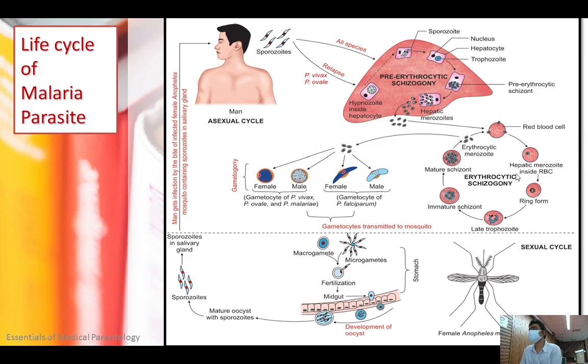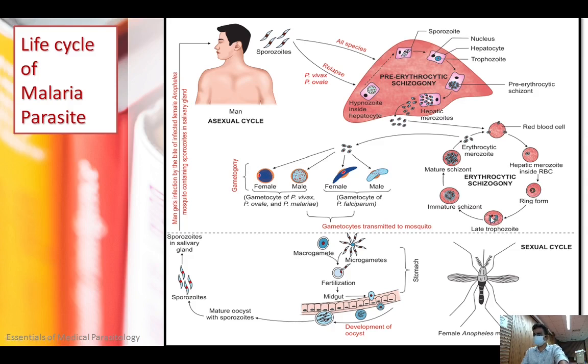Now you just have to concentrate here. In the ring form, there is a red color dot, you can see here. Can you see the red color dot? Yes, sir. This red color dot is the nucleus, and this blue color ring which you are noticing here is basically the cytoplasm. This red color is your nucleus. Now when this further develops, it will become the late trophozoite.